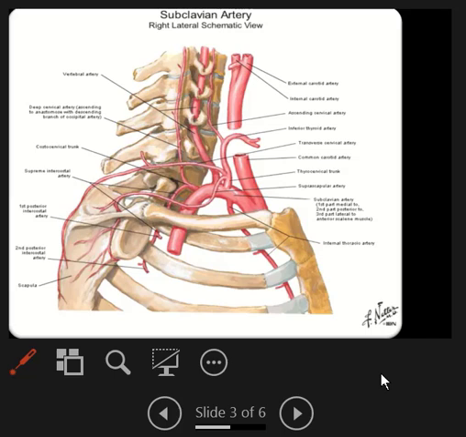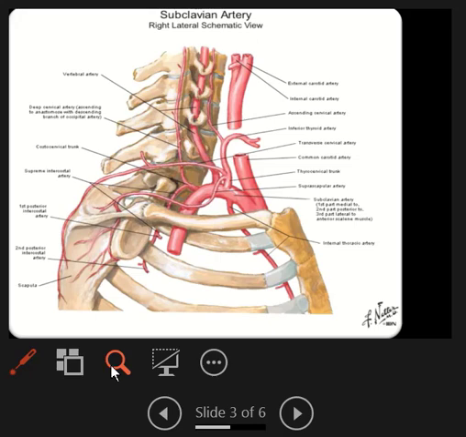So, this is the right subclavian artery in the lateral view. The branches of the first part. One: the internal thoracic artery. It goes down until the 6th costal cartilage.